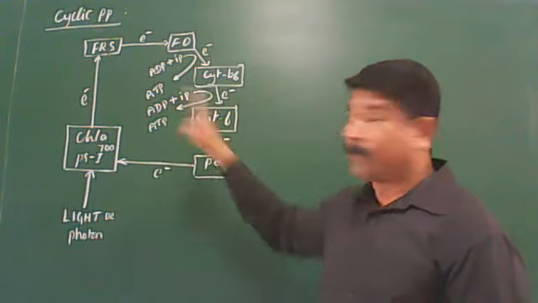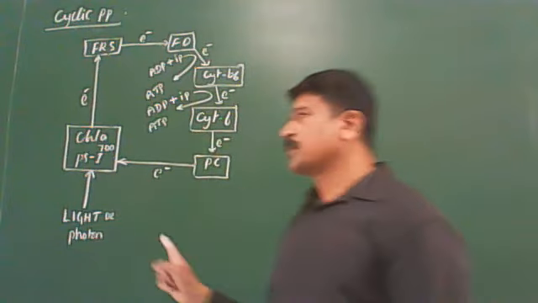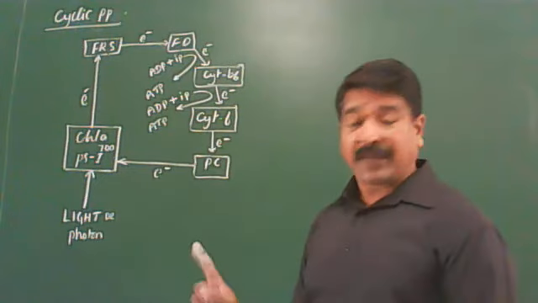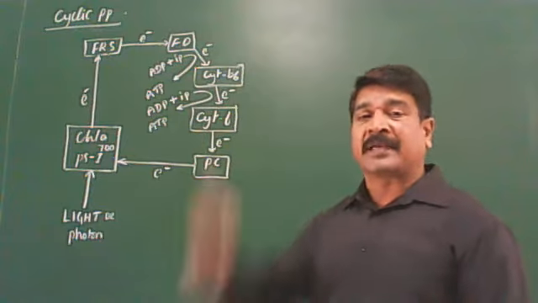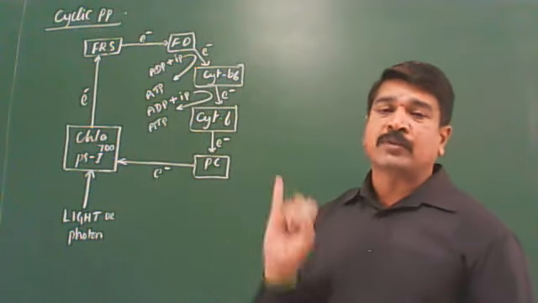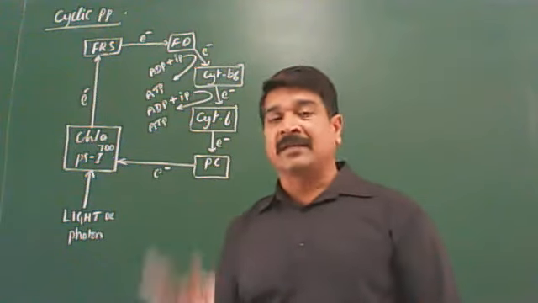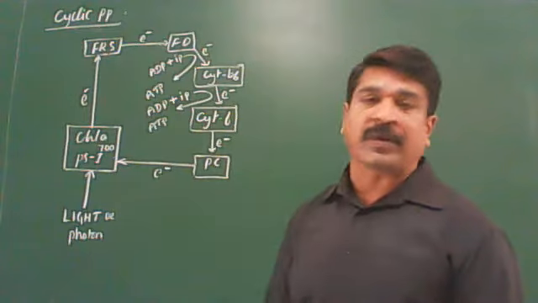Now the complete process, once again I am going to repeat here. During this process, ejected electron passes through a series of electron acceptors and comes back to the same excited chlorophyll, making the cyclic path. Hence the name cyclic photophosphorylation. It involves only PS1. During this process, only ATPs are synthesized. These are the differences between cyclic and non-cyclic photophosphorylation.